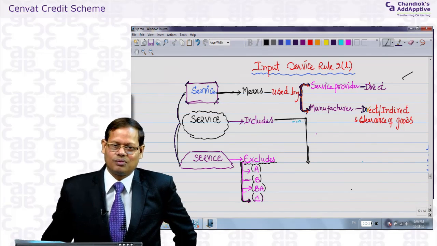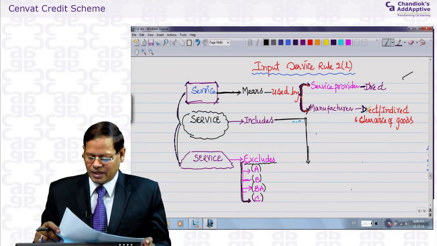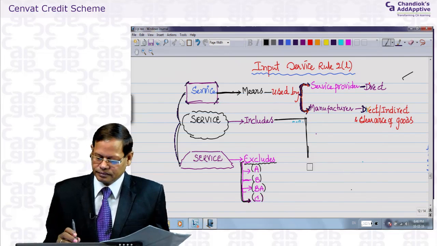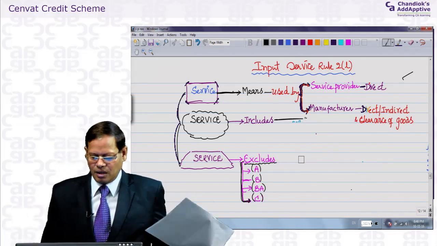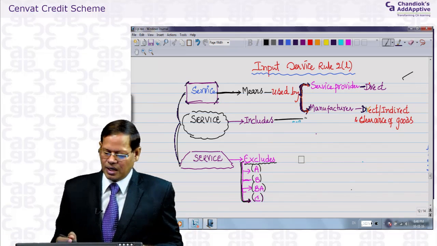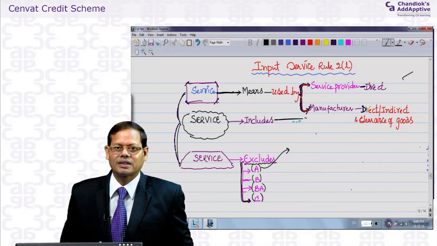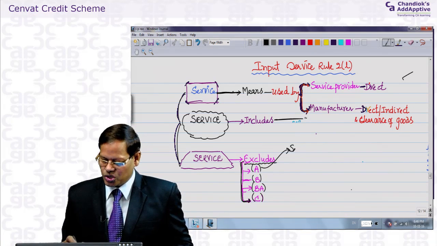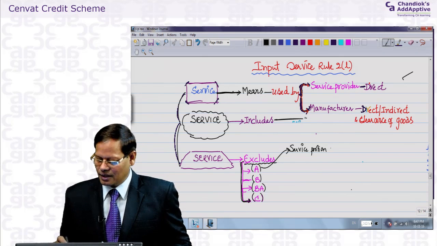What excludes? What is not input service? What excludes? There is a list. It is in part A, B and C. Part A, what excludes? The service portion in works contract or construction services.